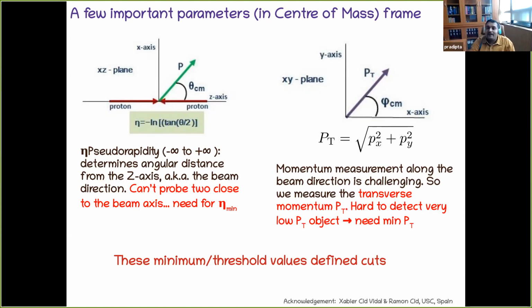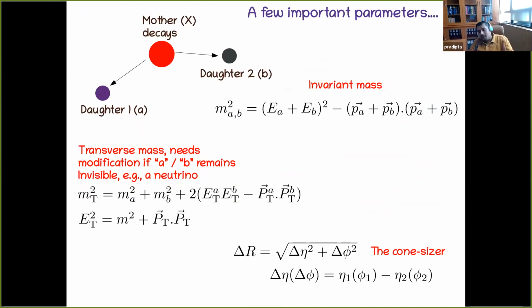Now, why is defining the cuts important? Before that, I will also mention one more thing. In the same way, you define two more important characters in the context of the LHC. One is the invariant mass, and this is just a cartoon diagram where a mother particle is decaying into a pair of particles. This relation is something that you have studied and is well known.